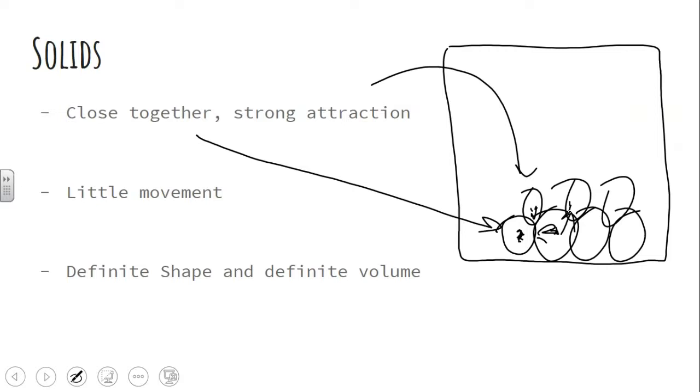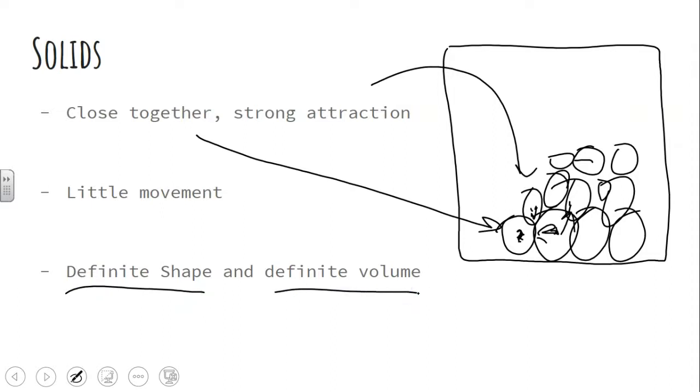And because they are very close together, you end up having very little movement. These particles inside a solid aren't moving very much because there's no space for them to move. It's like all of these guys are sitting in a mosh pit at a concert, and they can't really do much. Okay, and so because of that, you end up having a definite shape and a definite volume.